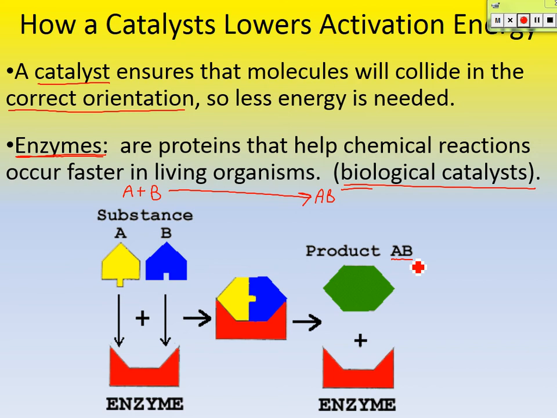If you go back to collision theory, what do A and B have to do in order to make the product? Well, they got to do three things. They got to collide, first of all. They got to collide with correct orientation and with sufficient energy to overcome the activation energy.